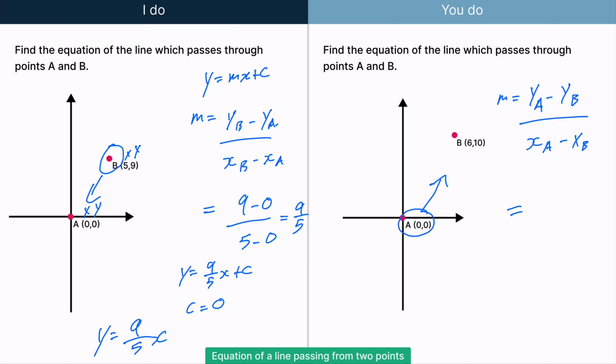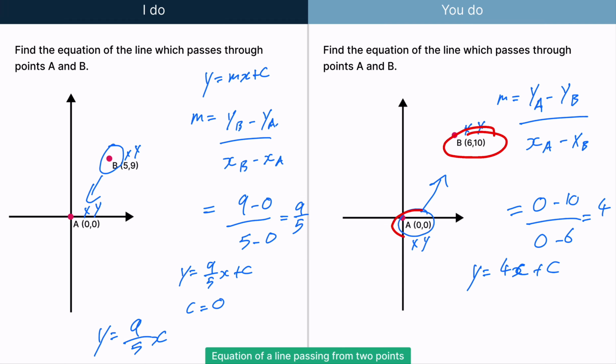So my answer here would become y, x and y, x. Just write that down. So it'll be 0 take away 10 divided by 0 take away 6, which is 4, because the negatives cancel out. And you would get the same answer if you did it the other way around. And so that is y is equal to 4x plus c. And now I just substitute either one of these 2 coordinates into there and there. So I'm going to pick this one. I'm going to put 0 in there and a 0 in there. If I put a 0 in both of them, I get c equal to 0. So my final answer is y is equal to 4x.